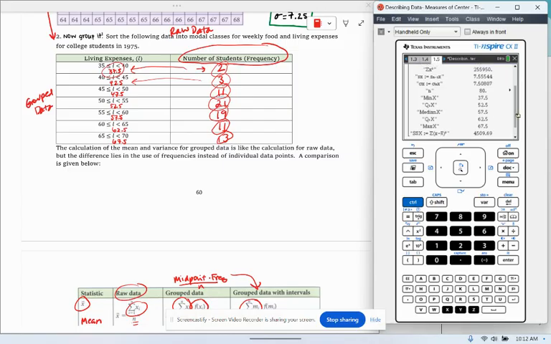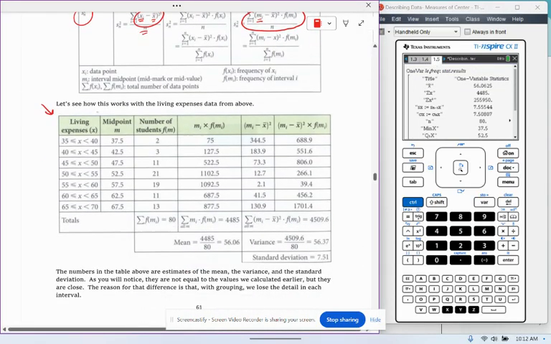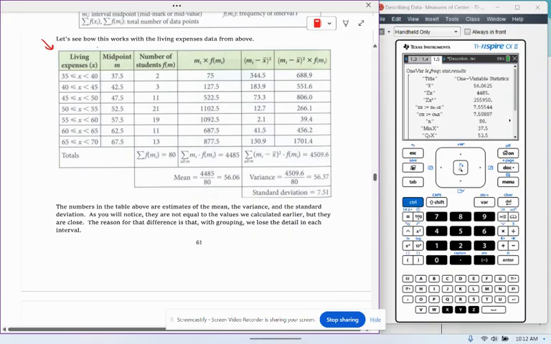I would hit OK. And now I will have a grouped approximation of the mean, which would be 50.06, which is what they calculated here. And then the standard deviation is the square root of the variance. So I would end up with 7.51, which is what I get over here on my calculator, okay?